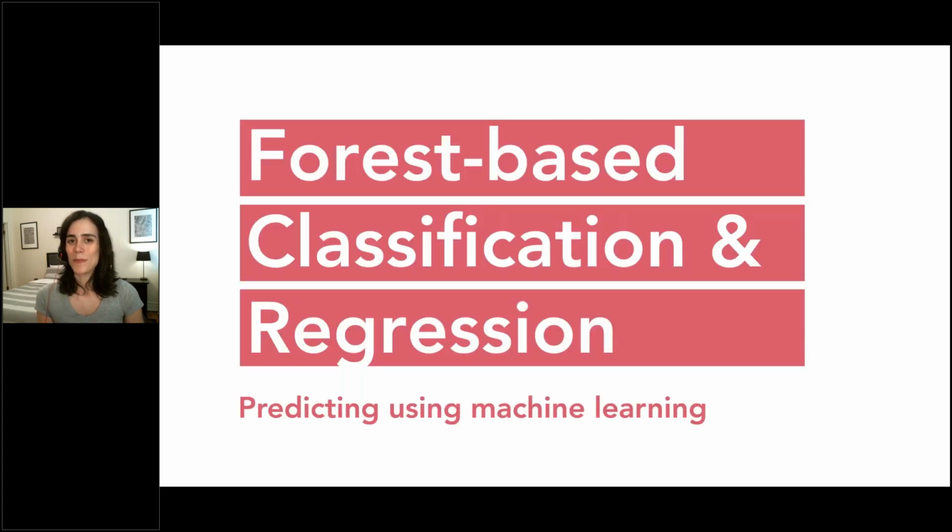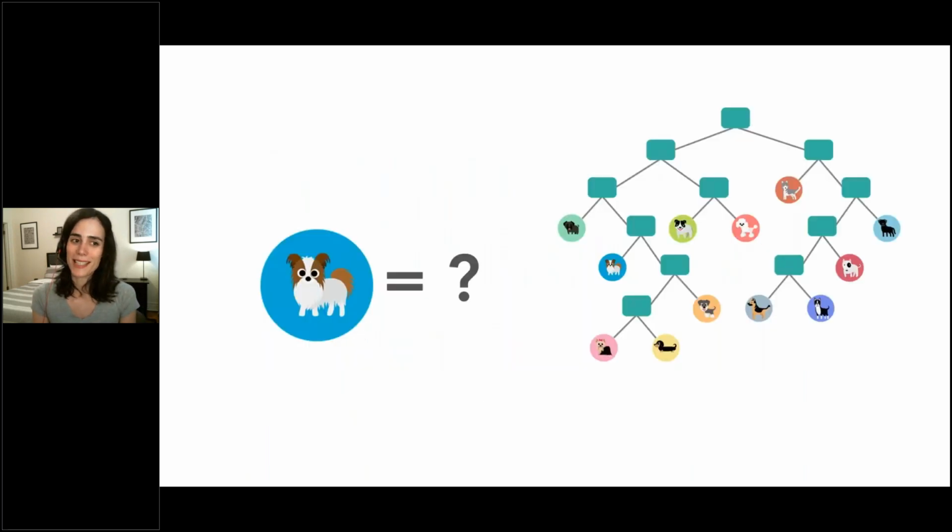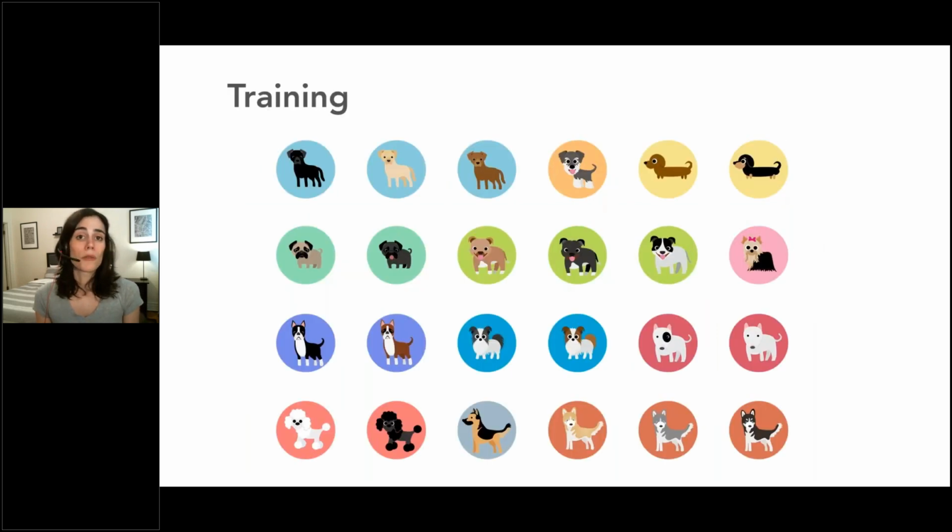Okay, so moving on to forest-based classification and regression. Now we're going to be using machine learning for prediction. And I'm going to explain how this works with a little example for predicting dog breed. So every model requires training. It's a really important thing in machine learning. The machines learn by training.